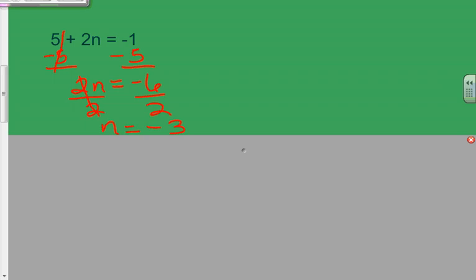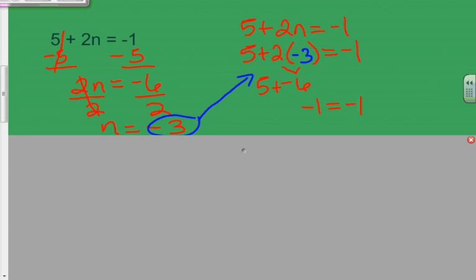Next thing I want you to do is check it. So we'll move over to the right, rewrite our original equation. 5 plus 2n equals -1. And we're going to now plug in what we said n was. And we're going to use parentheses to show multiplication. N, we said, is -3. So that's what we're going to put right here for n. And then we're going to work it out. 2 times -3 is -6. 5 drops down and the plus. 5 plus -6 is -1. And if we can show that it equals the other side, then we did a good job and we're finished.